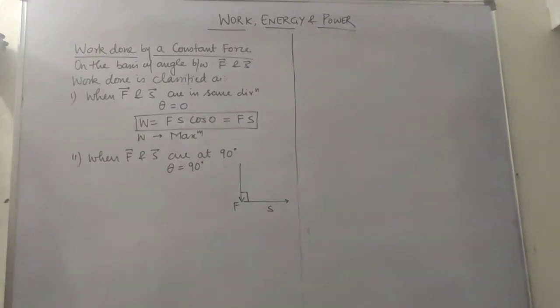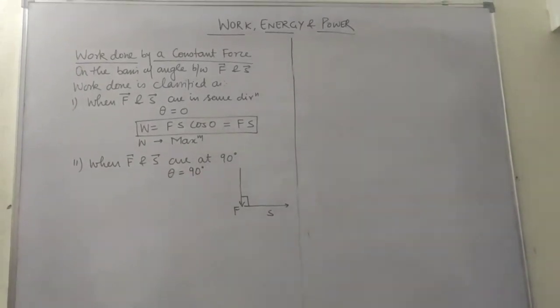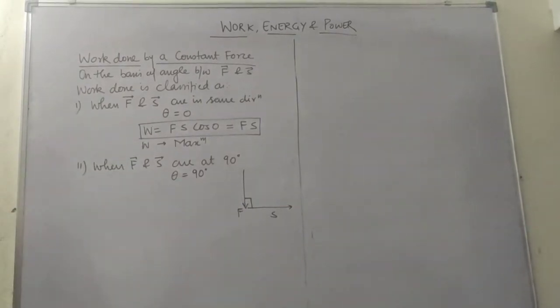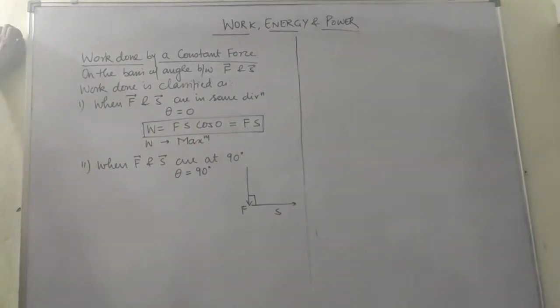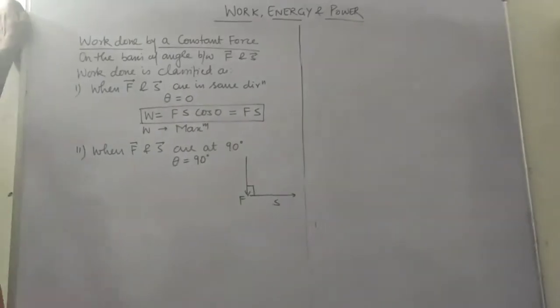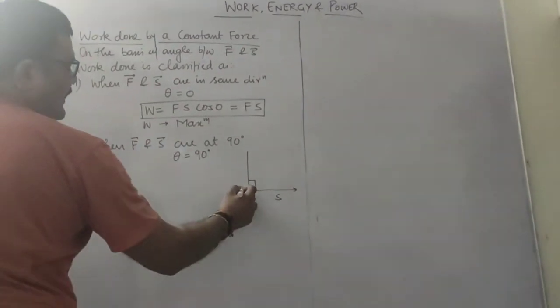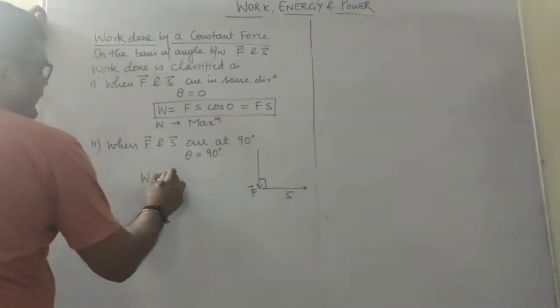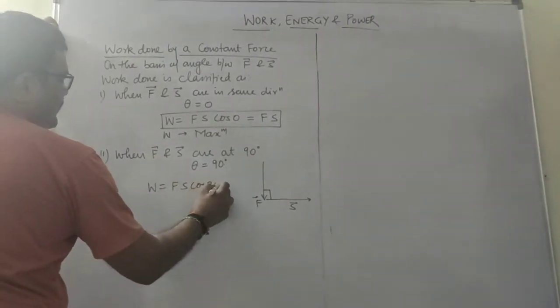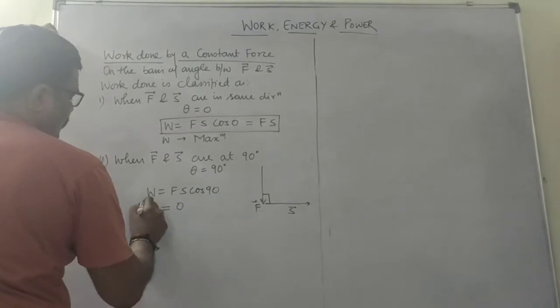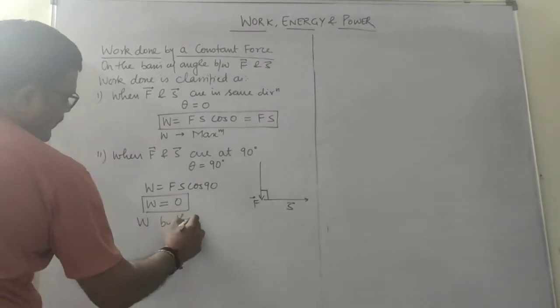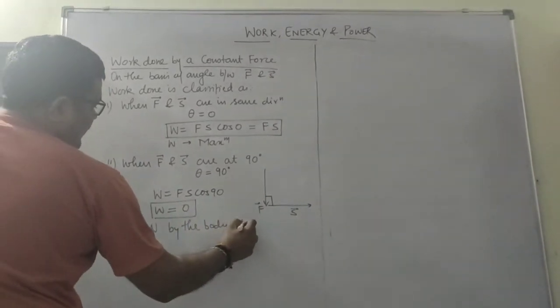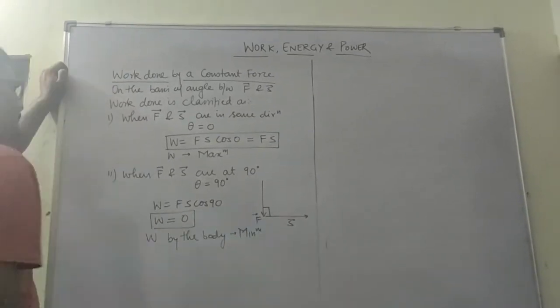You will say that the coolie is doing a lot of work. He is lifting a lot of load, going towards the vehicle, and still you are saying that work done is 0. Why? Because the angle that force and displacement are making is 90 degree. So work done is Fs cos 90. Cos 90 means 0. So this is the case where work done by the body is minimum.